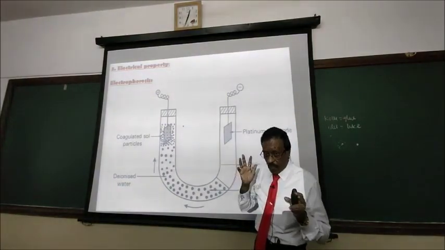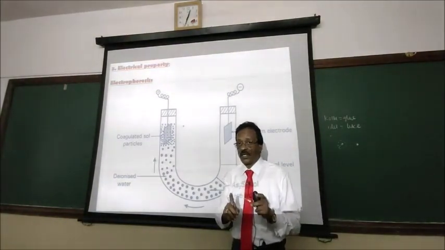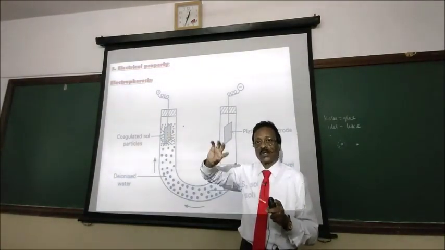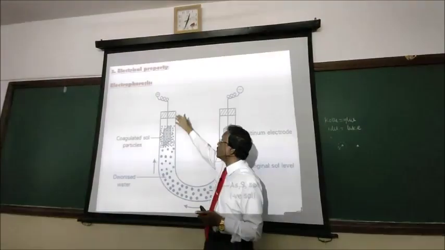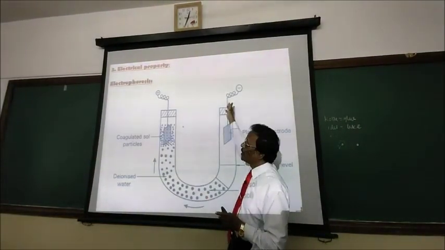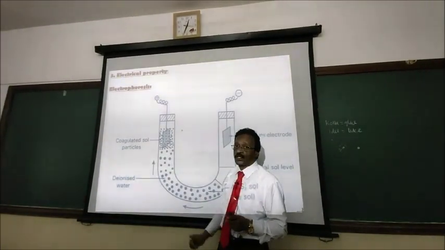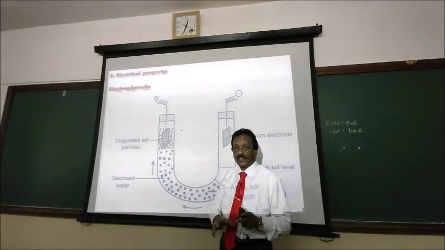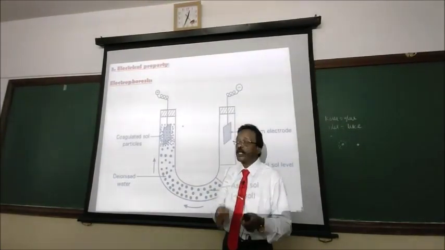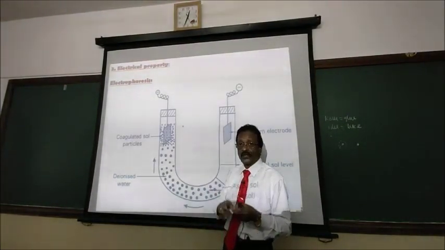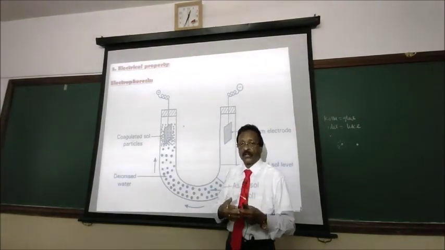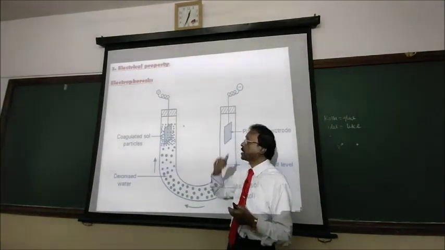All the particles of a particular salt carry only one type of charge. That's why they move only towards one of the electrodes. If they move towards the anode, we call it anaphoresis. If they move towards the cathode, we call it cataphoresis. In general, we call it electrophoresis. Define electrophoresis: the migration of colloidal particles in the electric field towards one of the electrodes is called electrophoresis.